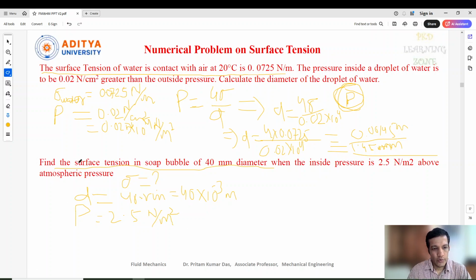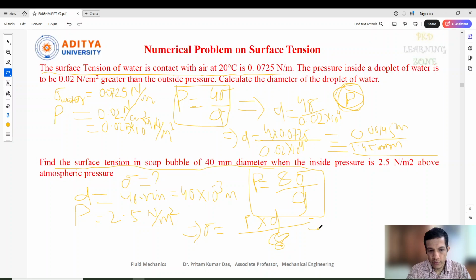As we know, the surface tension for a soap bubble is different. For that we know the formula P equal to 8 sigma by d. For the droplet it was 4 sigma by d; for a soap bubble it is 8 sigma by d. Here we need to calculate the sigma value. So sigma equal to p into d divided by 8.